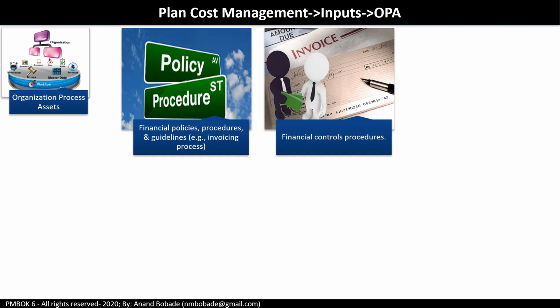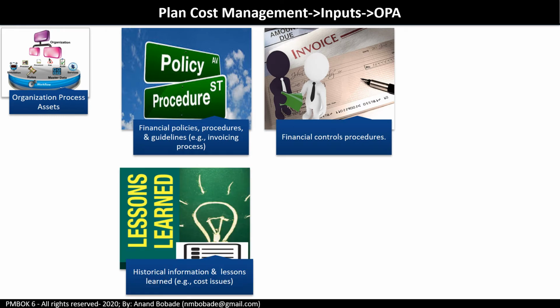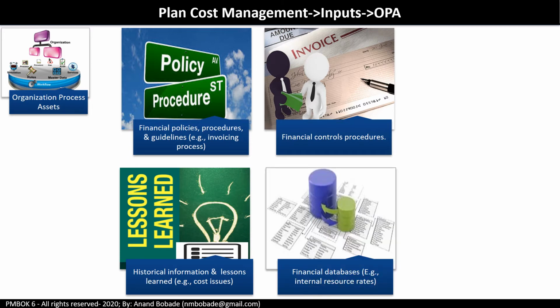Some organizations might say, well, all the human resources have to be accounted under a certain accounting code, all the contracts have to be accounted under a certain control code, and maybe other products, licenses, and hardware should be accounted under a certain code. Historical information and lessons learned repository, especially from past projects which have a similar product, similar nature. Financial databases, especially the database of internal resource cost, resource rates. So all these OPAs will help you to improve your planning.